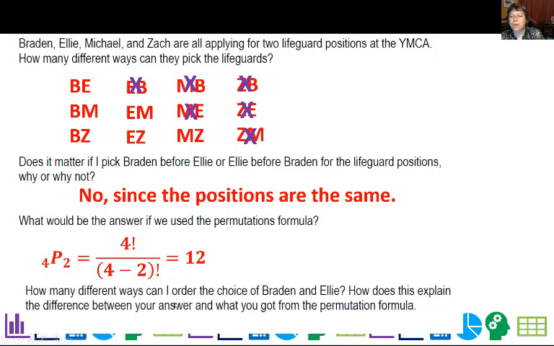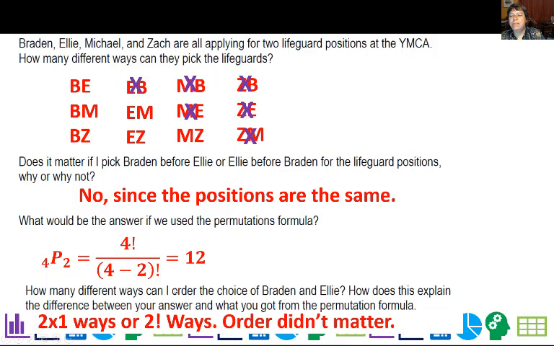So what's going on? Well, if I pick Braden and Ellie, how many different orders can I pick them in? I can either pick Braden then Ellie or Ellie then Braden. So there are 2 ways because there's 2 choices for the first person and 1 choice for the second. So that's going to increase my count for permutations, but I actually need to decrease the count, divide it, because this is 2 times too big because order doesn't matter.